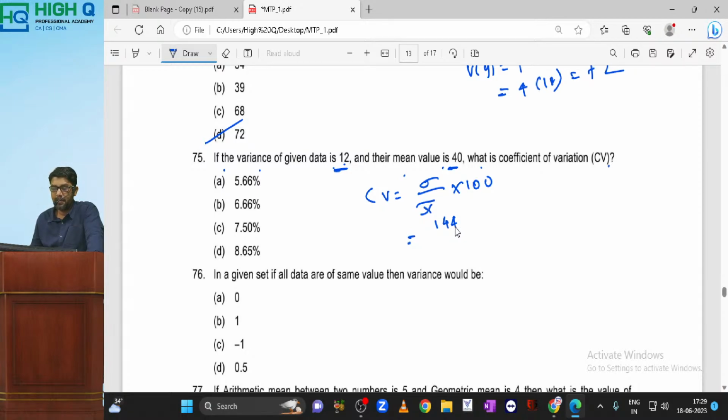It is not possible. Mostly this must be 4 by 40 into 100. I don't think so. There is some calculation error. Oh, sorry, root 12. Root 12 divided by x bar into 100. Can you please find out this? Option D.